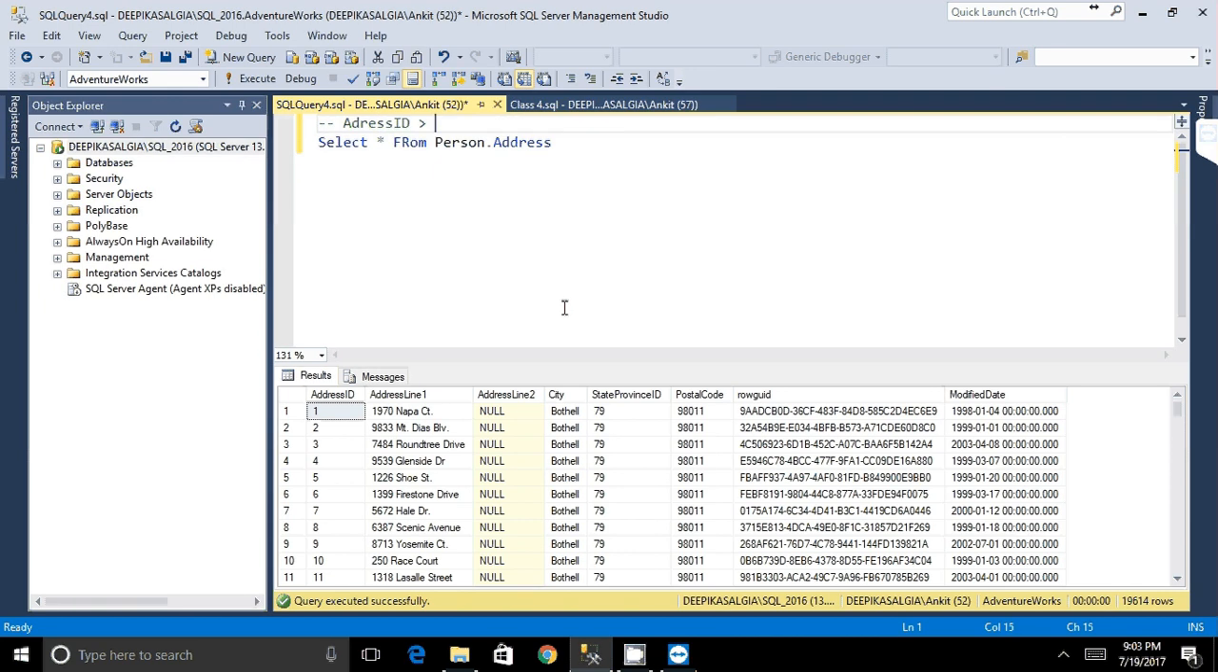greater than 50. Okay, and also I need only those addresses where state province ID is less than 50. What would you do? So both the conditions have to be true. What do you do to this query?